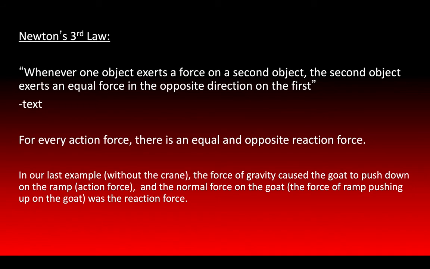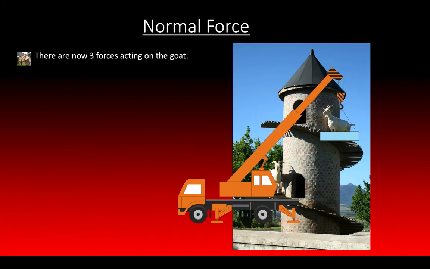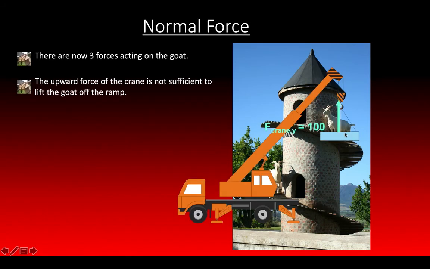In our last example, the one without the crane, the force of gravity was pulling the goat downward. Now, the ramp was in the way. The force of gravity is pulling the goat down into the ramp, and the ramp is pushing up on the goat. So the goat is pushing down on the ramp because gravity is pulling it downward. That is one of the forces. And the ramp is pushing up on the goat, the equal and opposite force as stated here.